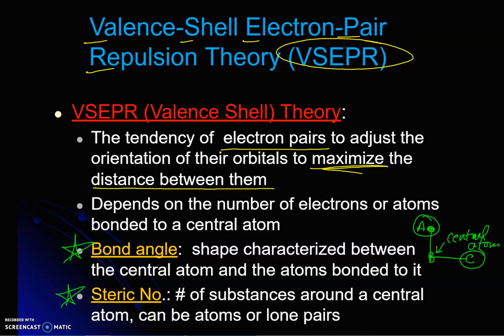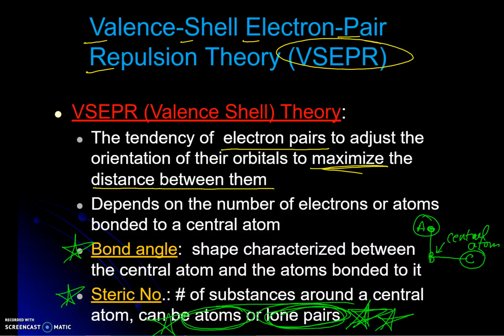The steric number is the number of substituents around the central atom. So that means atoms bonded to it and lone pairs, because they both count. So I cannot have you guys star, circle, highlight that anymore, all right? Make sure that you pay really close attention to that point, and I'll show you why.